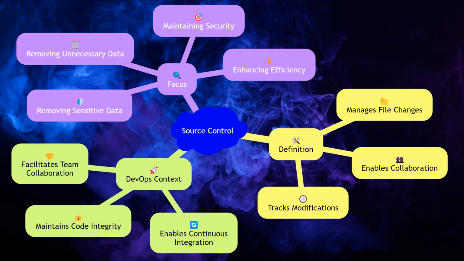Source control, also known as version control, is a system that manages changes to a set of files over time. It allows multiple people to collaborate on a project, tracks changes, and maintains a history of modifications. In the context of DevOps, source control is crucial for maintaining code integrity, enabling continuous integration, and facilitating seamless collaboration among team members. This presentation will delve into the specific aspect of removing sensitive or unnecessary data from source control, a critical practice for maintaining security and efficiency.